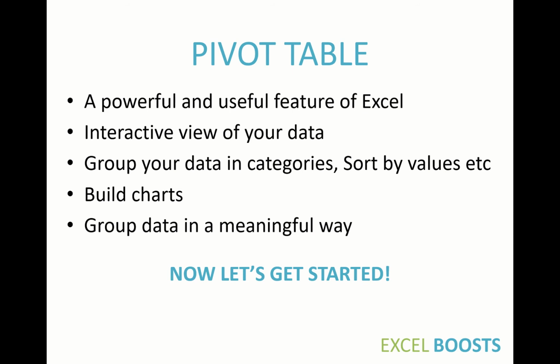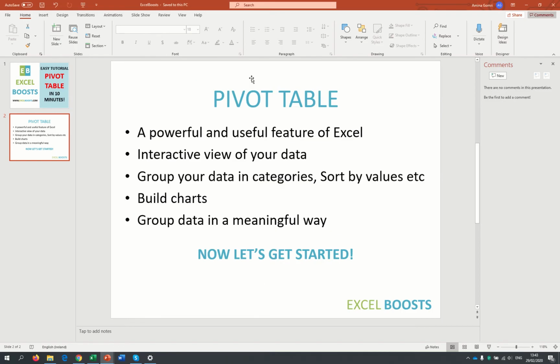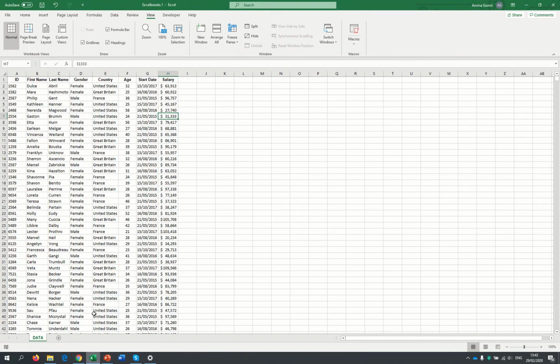A pivot table is a very powerful and useful feature of Excel. It's an interactive view of your data where you can group your data into different categories, sort it by values, etc. You can also use it to build charts, and you can basically group your data in a meaningful way. Now let's get started on our Excel file.